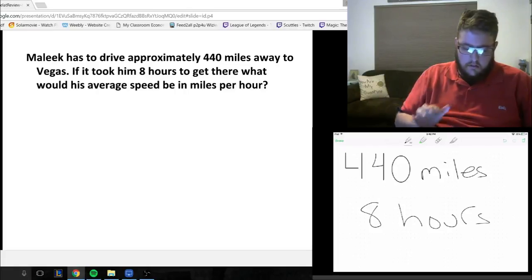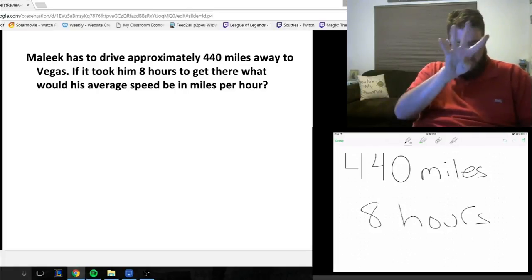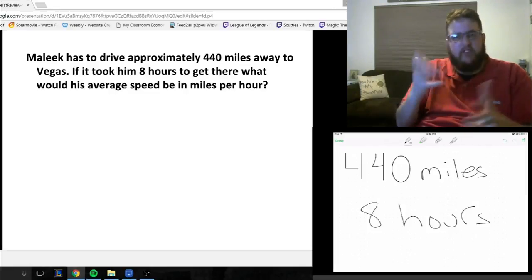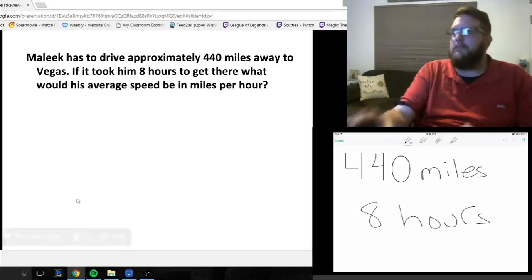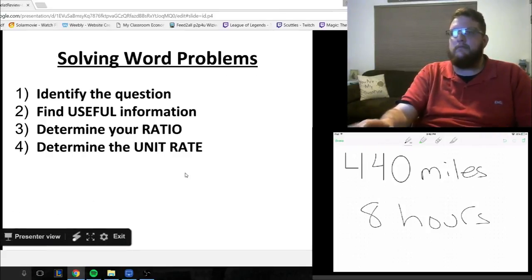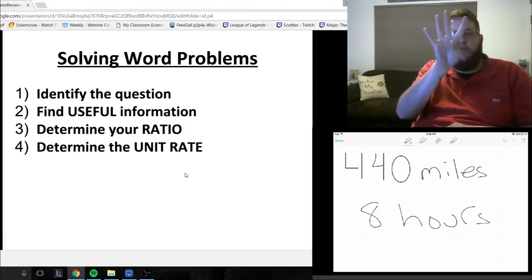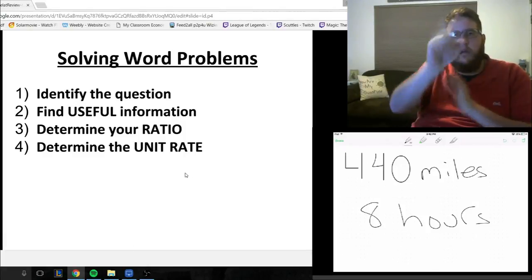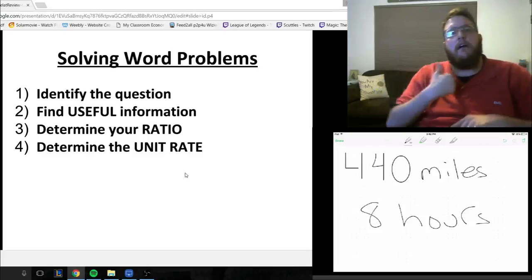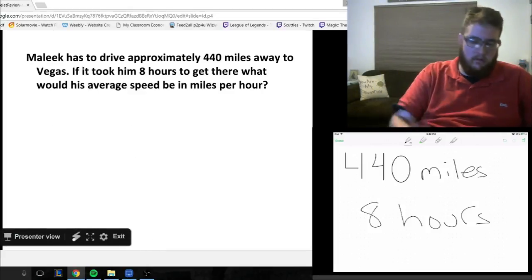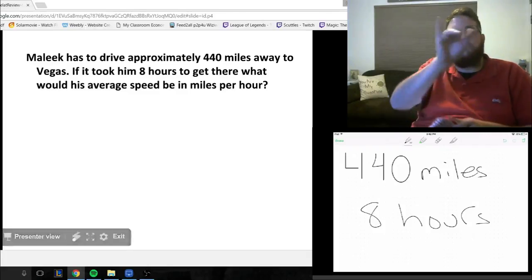So we've got 440 miles, taking him 8 hours to drive. So what we've actually done here is not only find the useful information, we've also already determined our ratio. Remember, they're looking for miles per hour, and we've already figured out that he went 440 miles in 8 hours. So that's going to be our ratio. So now we have to officially set up our ratio, and it's as simple as doing this.